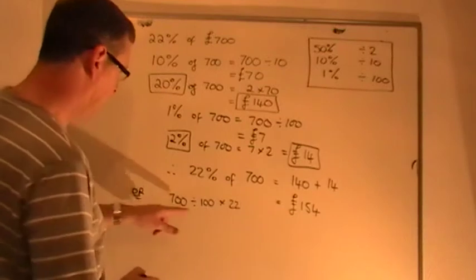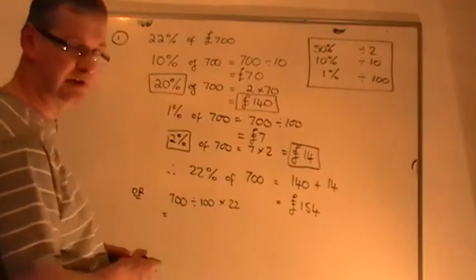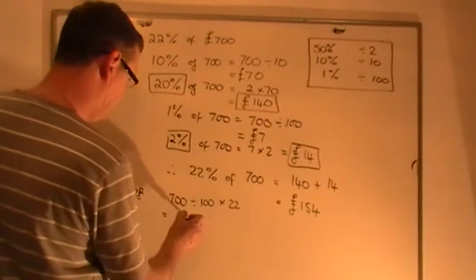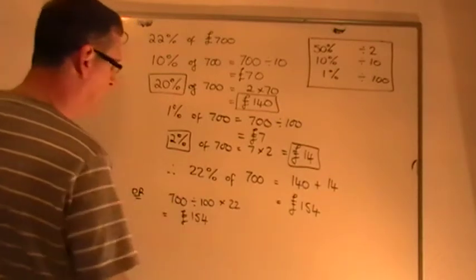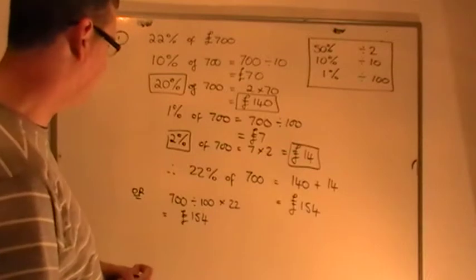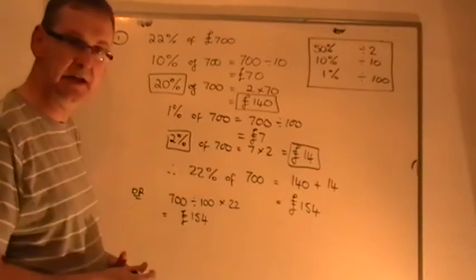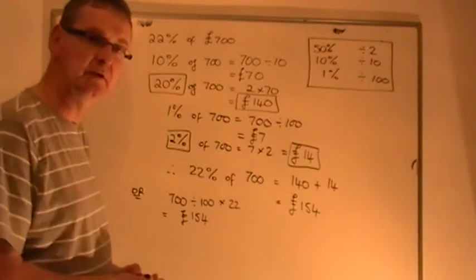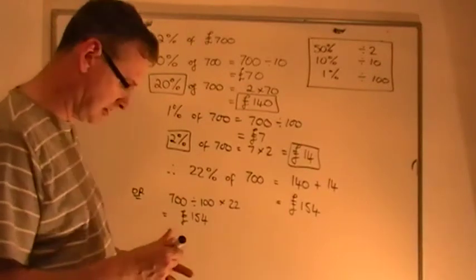So 700 share by 100, that gives you 7, and 7 times 22, if you had a calculator in your hand, would give you £154. There you go. So that's what you could do with a calculator, and that's the layout if you were doing it slowly for paper 1. Okay?